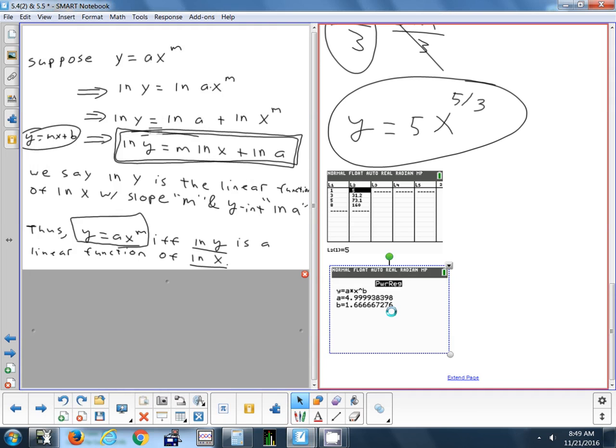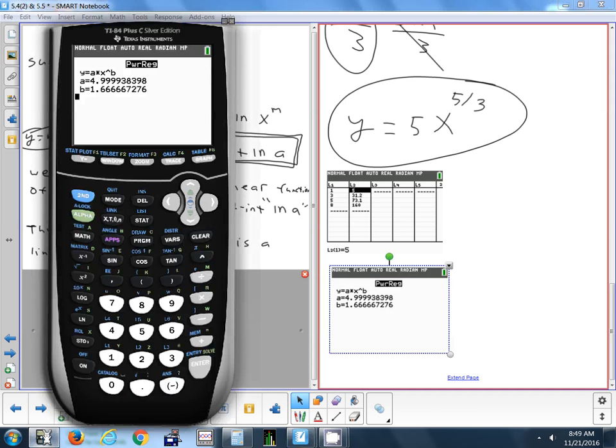Right, so any questions on doing a power model by hand? Or using the calculator, because that's also important. Okay, and if you always want to double check that your answer is right, just type it in, graph it, and see if it goes through the points. If it doesn't, then something's wrong.